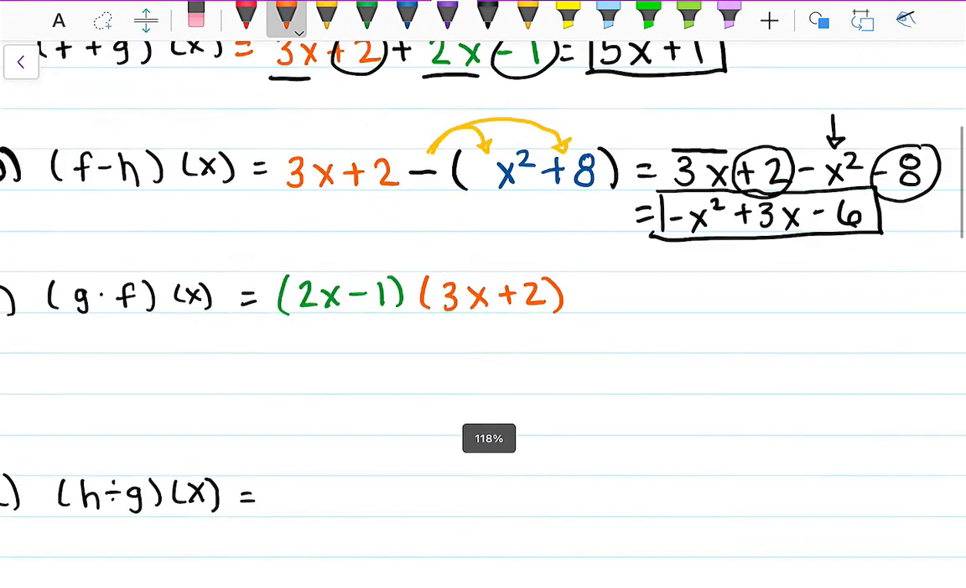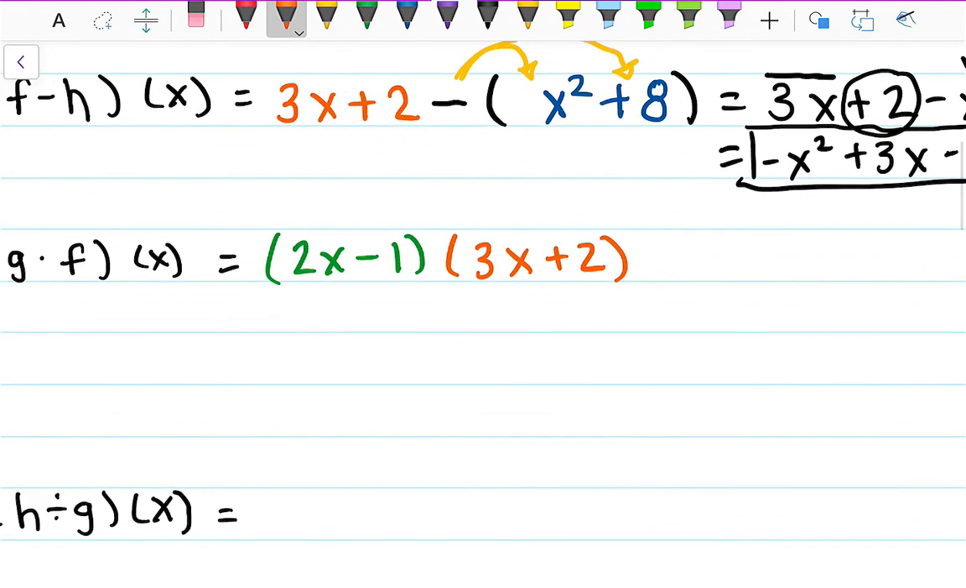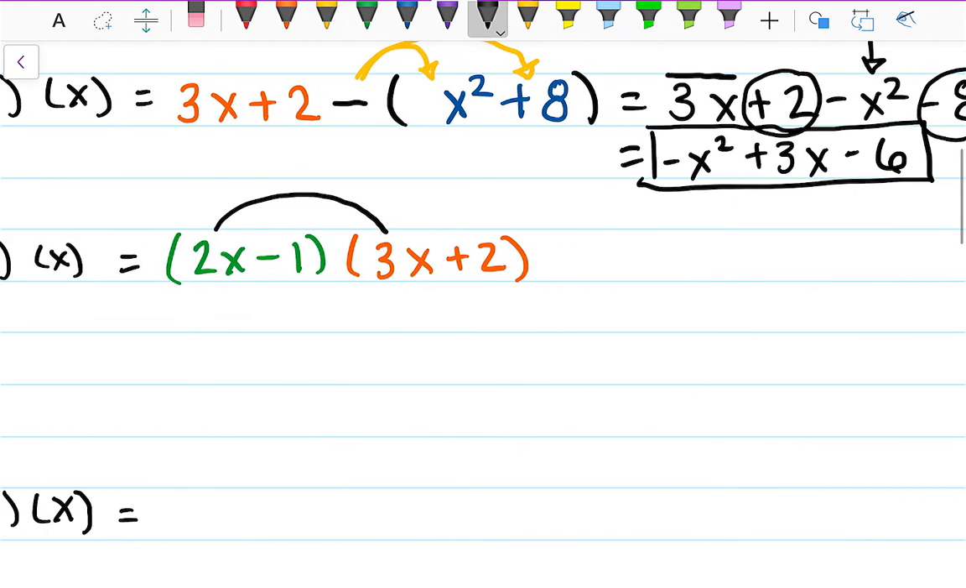Right. So with this one, I'm just going to FOIL. So if you don't remember to FOIL, I first multiply my first terms. So 2x times 3x is going to give me 6x squared. And then I multiply my outer term. So 2x times 2 is going to give me a positive 4x.